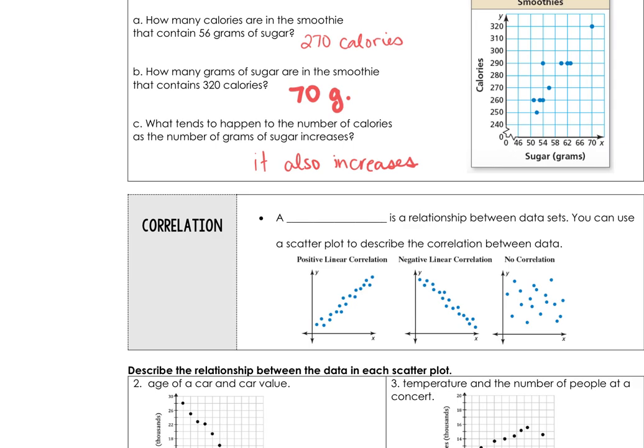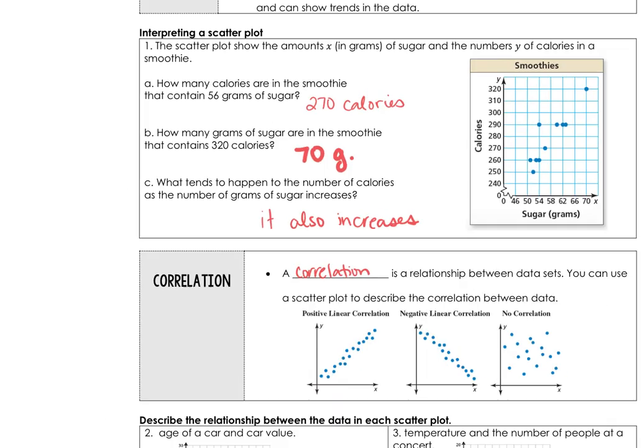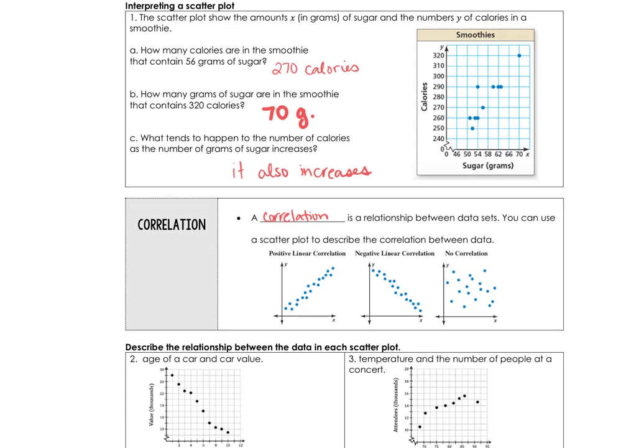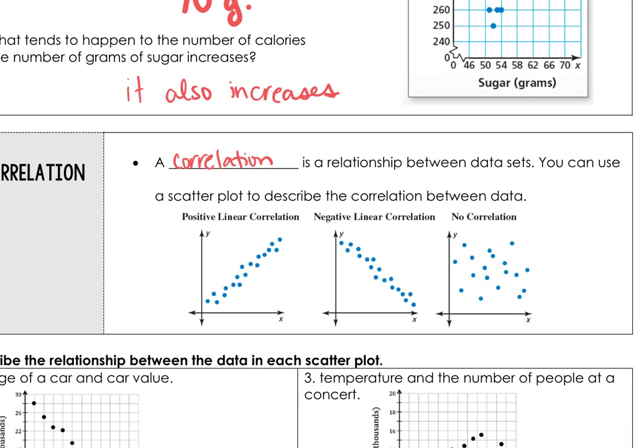The next thing we're going to look at with scatter plots is correlation. So a correlation, filling in that blank, is a relationship between data sets. We can use a scatter plot to describe the correlation between the data. So if our data is increasing as we look at it from left to right, then we're going to say that that has a positive correlation. If we look at our scatter plot and that trend seems to be decreasing as we look at it from left to right, then that's going to be negative.